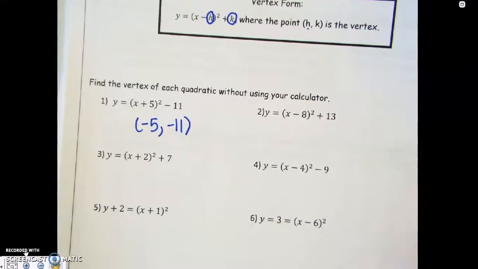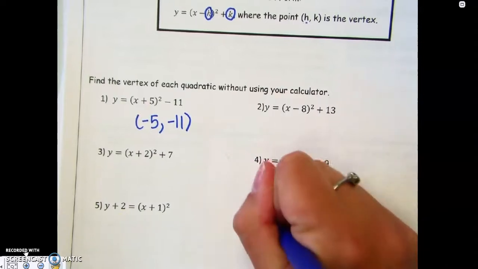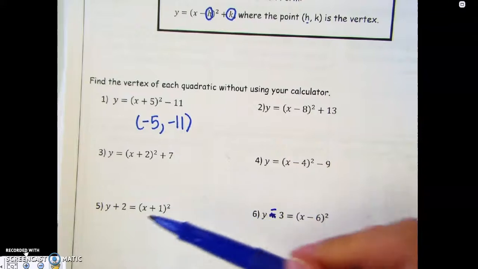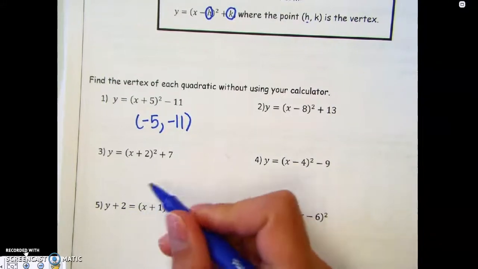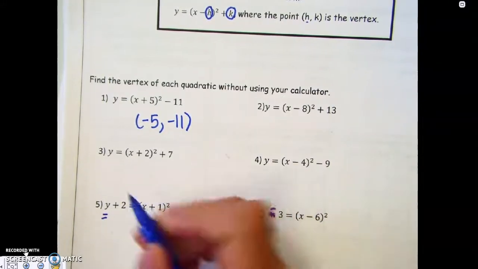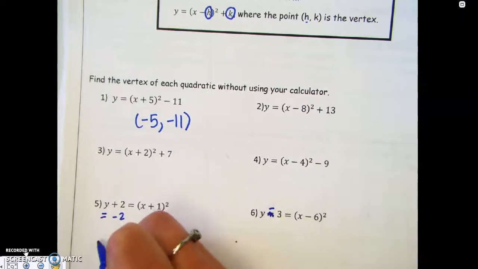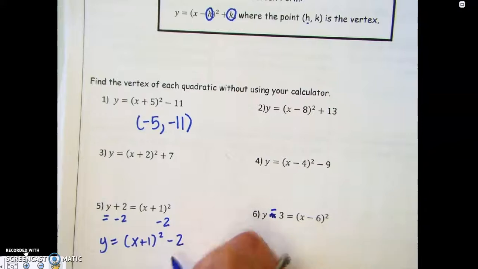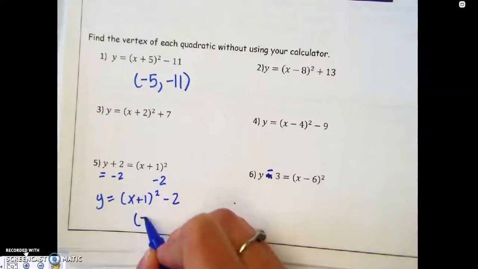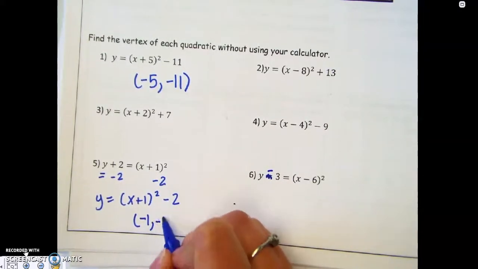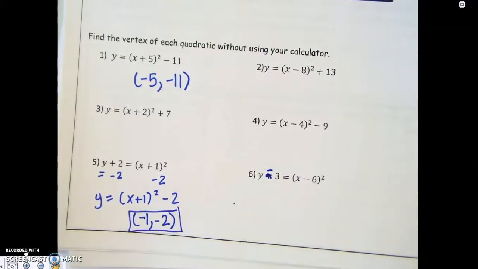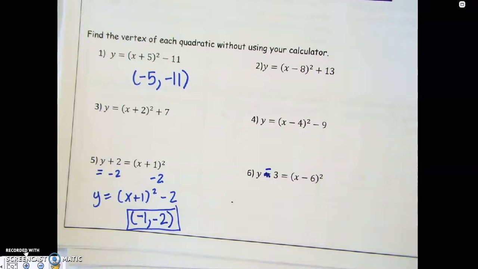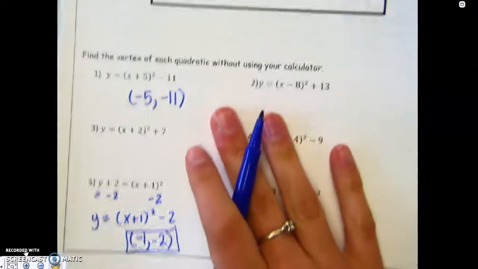If you look, oh, there looks like there's a typo here. This should be y -3. And here. So if you look at 5 and 6, before you tell the vertex, you need to get the y by itself. So I might subtract 2 on both sides here. So that would be x plus 1 squared minus 2. So that means my vertex is opposite what's inside the parentheses, -1, and then the same there. So my vertex ends up being -1, -2. And so same with here. I'll get the y by itself, and then I can tell the vertex. Okay, so that's part 1.